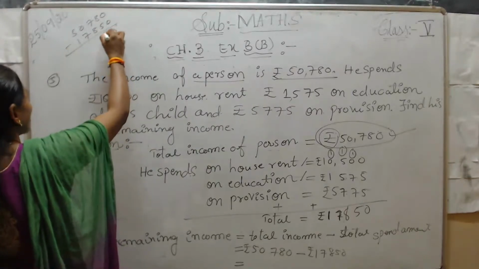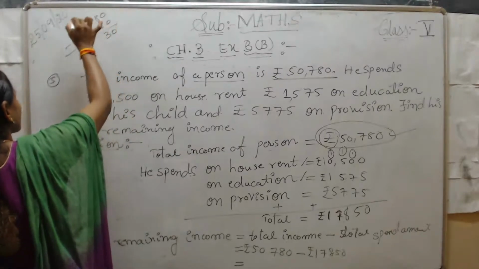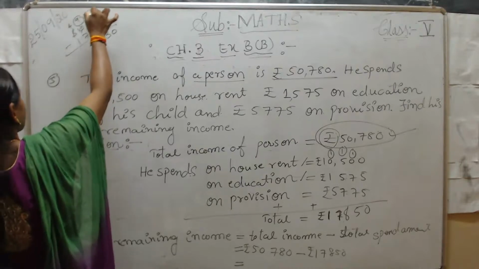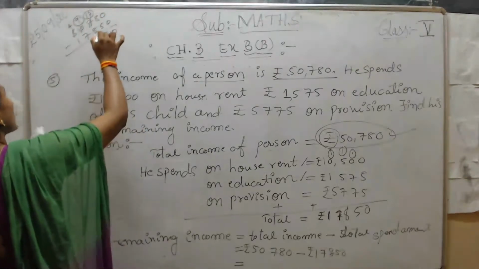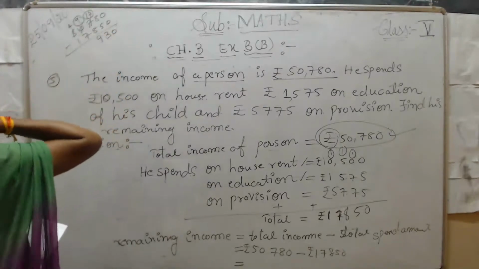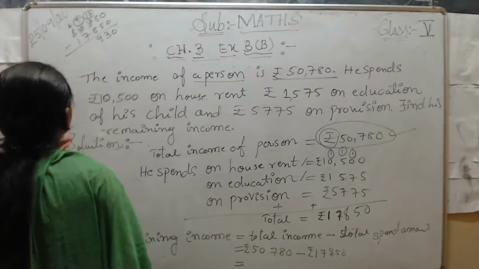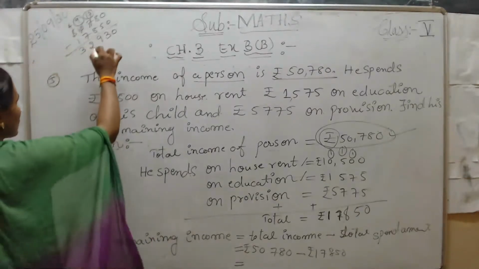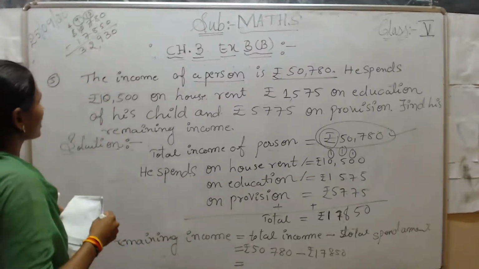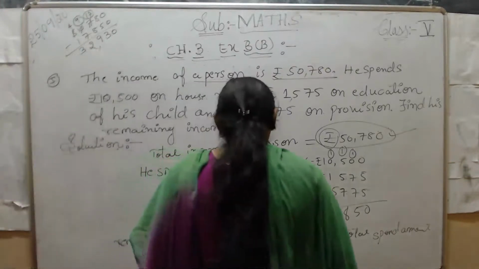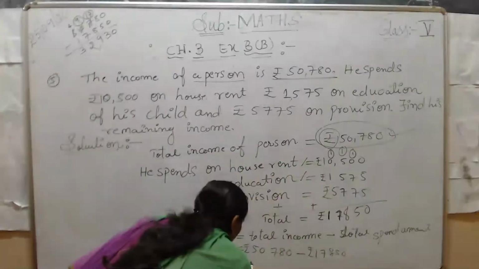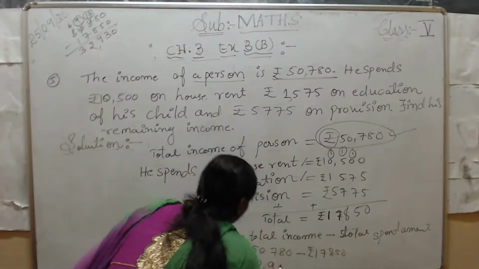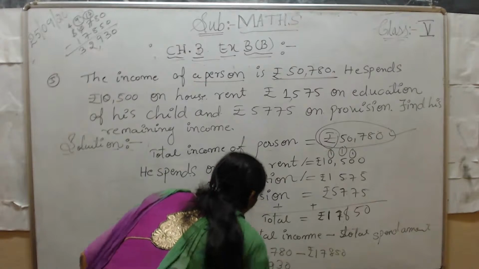0 minus 0 is 0. 8 minus 5 is 3. 7 minus 8 is not possible, so we borrow from the next place: 17 minus 8 is 9. Then 9 minus 7 is 2. 4 minus 1 is 3. Now the remaining income is 32,930. Yes, 32,930 is the amount left.